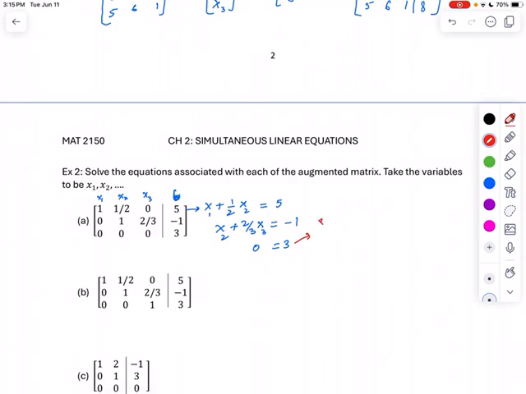Now this is false. This cannot happen. So if you end up getting something like this, it means the system is inconsistent. It means it has no solution.